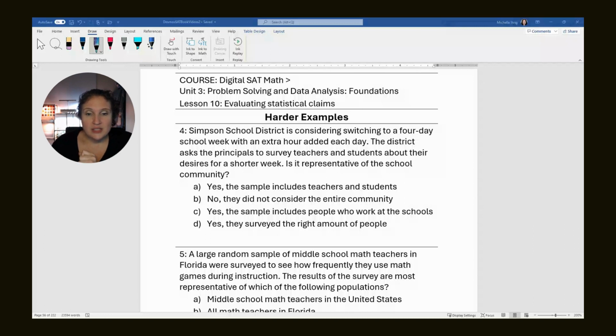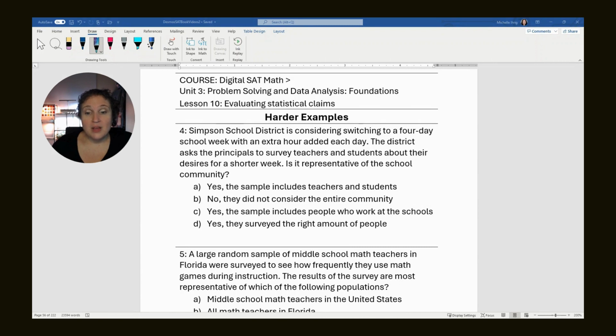Simpson School District is considering switching to a 4-day school week with an extra hour added each day. The district asks the principals to survey teachers and students about their desires for a shorter week. Is it representative of the school community? A, yes, because teachers and students are represented. B, no, it doesn't consider the entire community. C, yes, it includes people who work at the schools. Or D, yes, they surveyed the right amount of people.